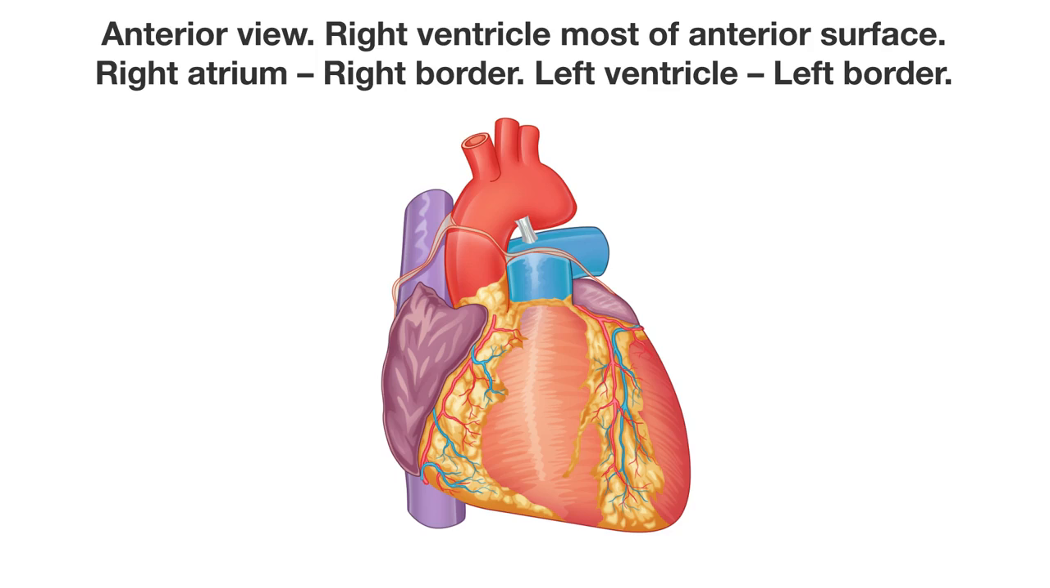We note that most of the anterior surface of the heart is formed by the right ventricle, and that the right border of the heart is formed by the right atrium, and the left border of the heart is formed by the left ventricle. The borders of the heart will become important to us later when we examine x-rays of the chest, where changes in the position or visibility of the borders may be diagnostically important.